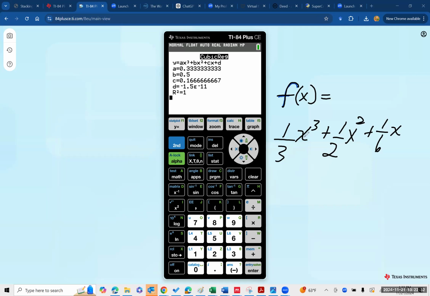Now, this form is fine, but I'm going to go ahead and multiply this by 2/2 and this by 3/3. So that leaves me with 2x cubed plus 3x squared plus 1x, and all of them are now going to be over 6, right? 2/6, if you reduce it, becomes a third. 3/6, if you reduce it, it's a half. And so the reason I do that is because I sort of like this form of it.